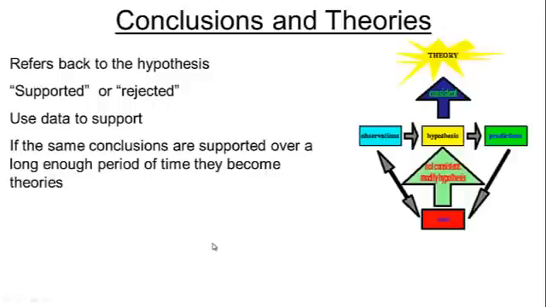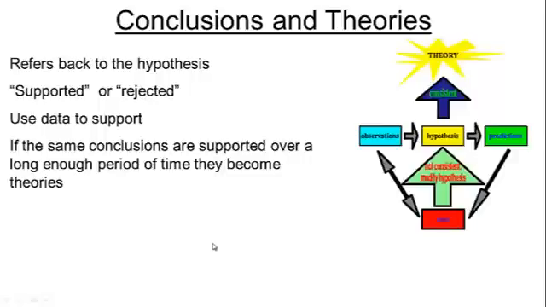Okay, when we have our data, what that allows us to do is develop conclusions about the experiments that we've run. This is really important. A conclusion will always refer back to the hypothesis. So when you write a conclusion, you want to make sure that you mention what your hypothesis was, and then you're going to use the words either supported or rejected. We're not going to use the words proven. In other words, you wouldn't say that the data proves my hypothesis to be correct.